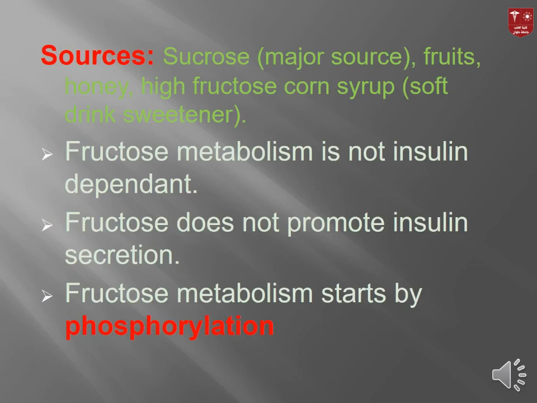This is opposite to what happens with glucose. Glucose, when its level is elevated after a carbohydrate meal, stimulates insulin secretion, while fructose does not stimulate insulin secretion. Like any sugar metabolism, it starts with phosphorylation. Like we start glucose metabolism by phosphorylation through glucokinase and hexokinase, here we start fructose metabolism by phosphorylation through an enzyme called fructokinase, which will convert fructose to fructose 1-phosphate.